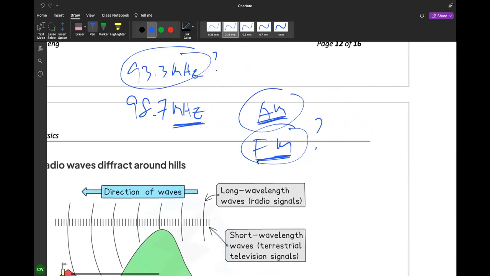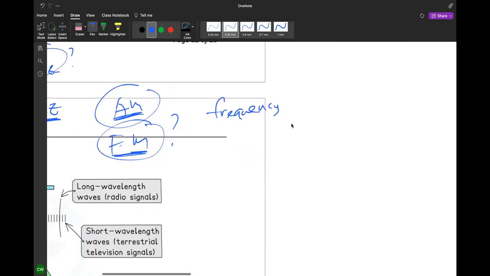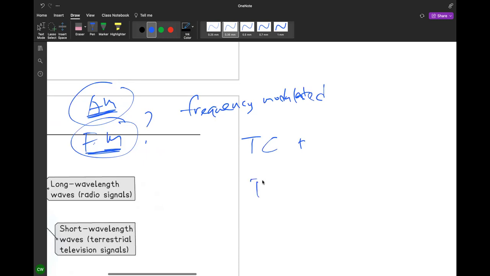Okay, this one is just for your knowledge. FM stands for frequency modulated. It's a kind of way the signal is converted. If you are interested in telecommunication, you can study it in future. Telecommunication engineering belongs to electrical engineering.